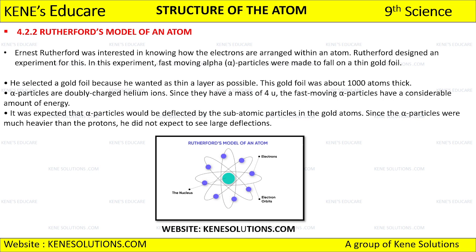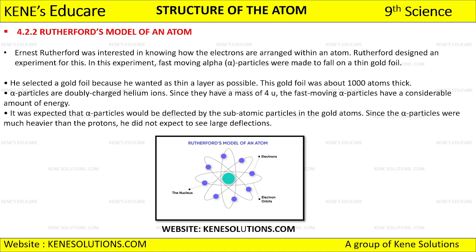Now what is the reason for using only alpha particles? Why not beta and gamma rays? Because alpha particles are doubly charged helium ions, and helium has a mass of 4u, atomic mass unit, right? So because helium has a mass of 4u, the fast moving alpha particle will have a considerable amount of energy, right?